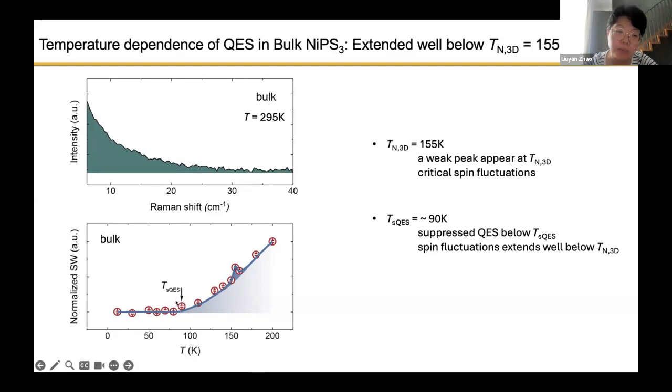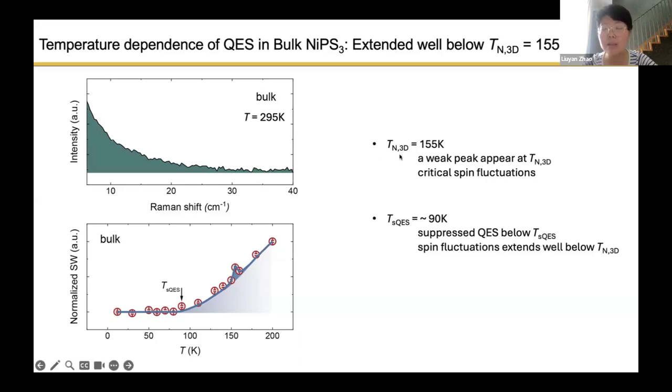So then the temperature at which the fluctuation vanishes, we note it as the suppressed QES temperature. That is around 90 Kelvin. This is to say that the spin fluctuation is suppressed to a level that is below our experimental technique, below this temperature. But however, it tells us that it's kind of interesting.